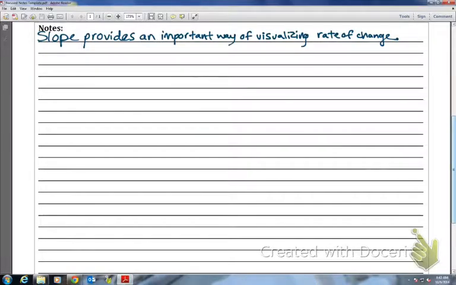So let's look at a few things first of all. So if the rate of change is slope, I want you guys to highlight that because that's kind of important that you understand that concept, that the rate of change is just the slope.